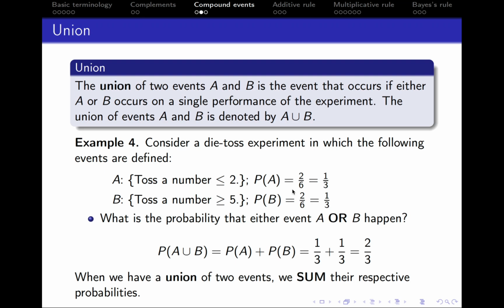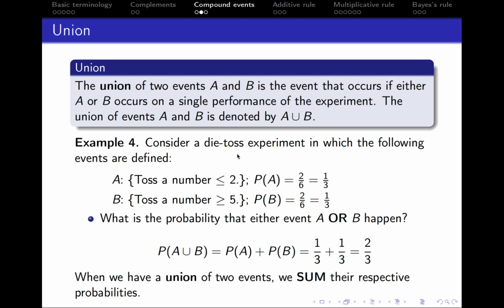So the union of two events, A and B, is the event that occurs if either A or B occurs on a single performance of the experiment. And the union of events A and B is denoted in the following way. So in other words, we would like to calculate the probability that either A or B happen. And to understand this better, let's have a look at an example, which will be example number 4.